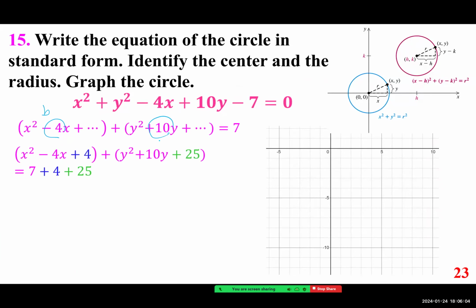Okay, so this one would be -2 squared, and this one would be 5 squared. So this gives us (x minus 2) quantity squared. This gives us (y plus 5) quantity squared, and these numbers add up to 36. Therefore, the radius is the square root of 36, or 6. It is centered at (2, -5).